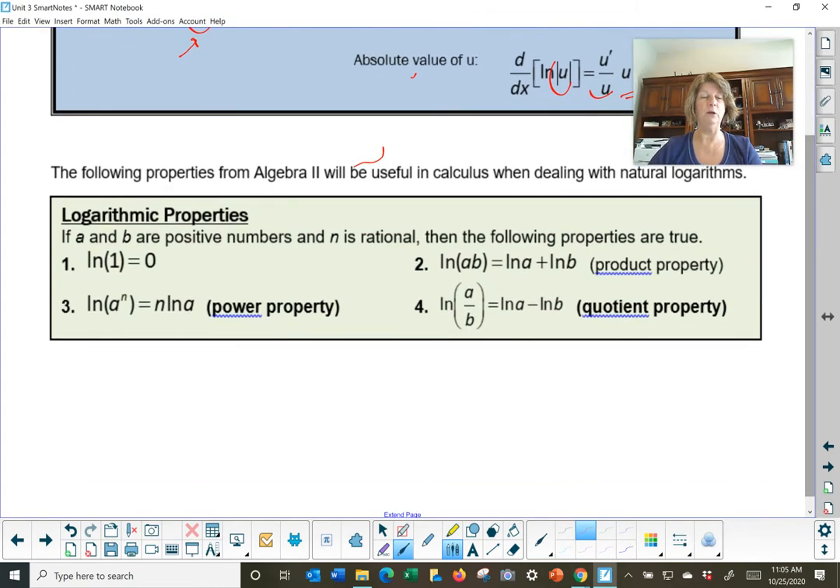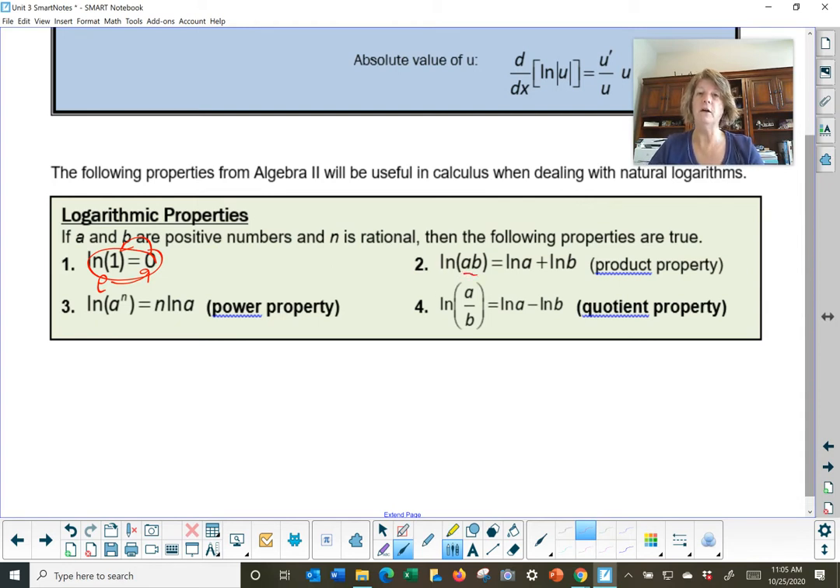Logarithmic properties that you learned in Algebra 2 can come in handy. And just a quick review of those 4 natural log properties that actually work on any log, whether it be log base 10, log base 8, any log property. The natural log of 1 or the log of 1 turns out to be 0. That is because e to the 0 gives me 1 if I think about it in exponential equation format.